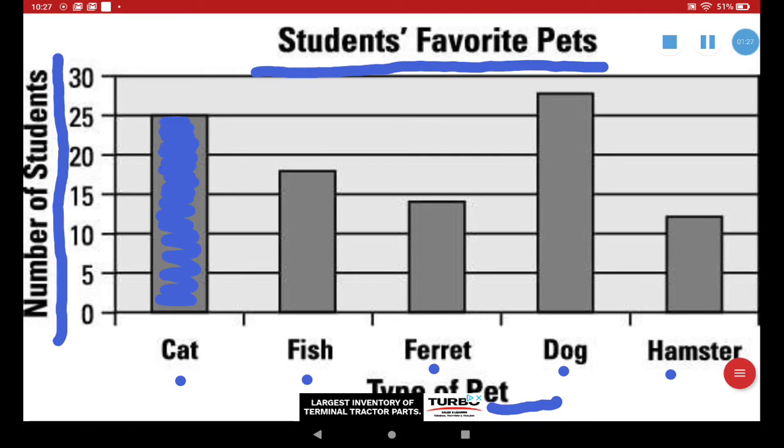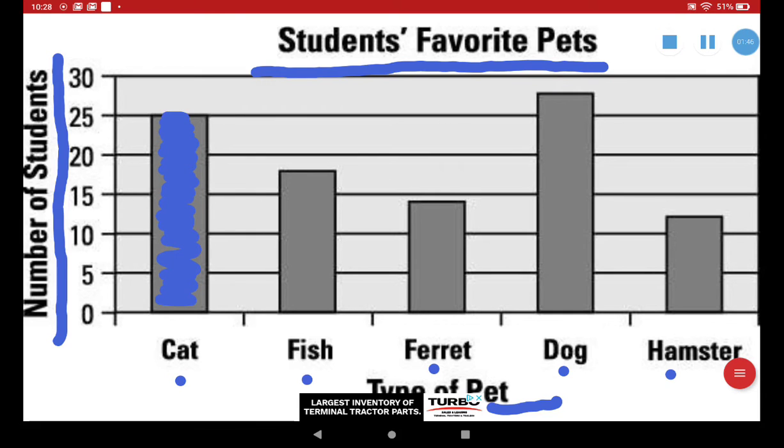So, based on this bar graph, how many students picked cat as their favorite pet? Well, I'd go all the way up the bar to the line, and look, what line is it on? It's on 25. So that means 25 students say that cat is their favorite pet.